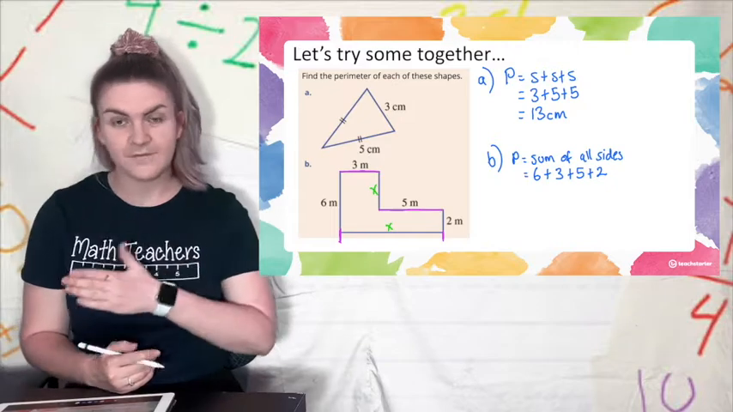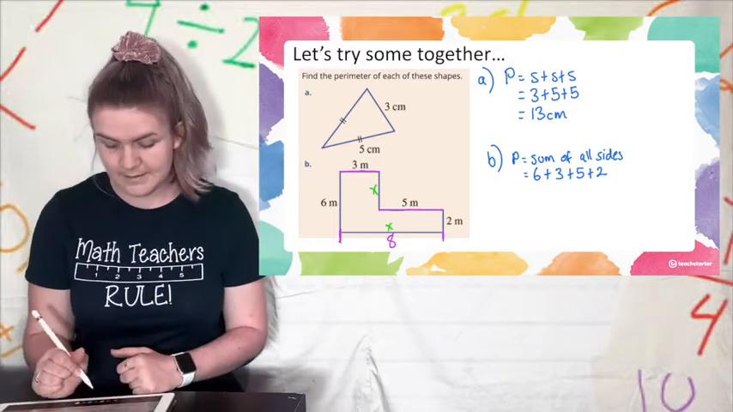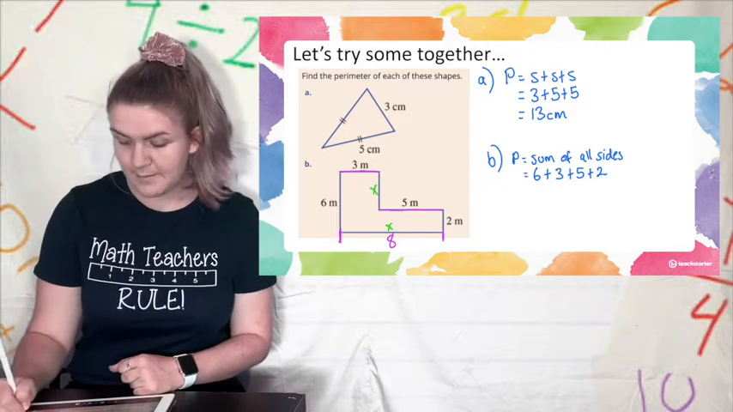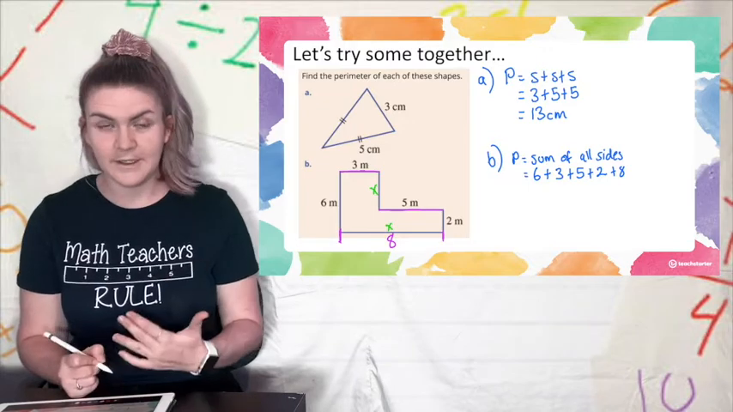And 3 plus 5 equals 8. So the bottom of the shape must be 8 centimeters. So I'm going to say plus 8. Now I need to do the same on the left-hand side.